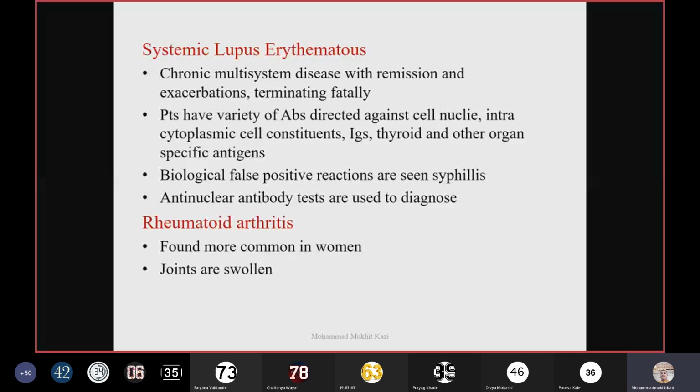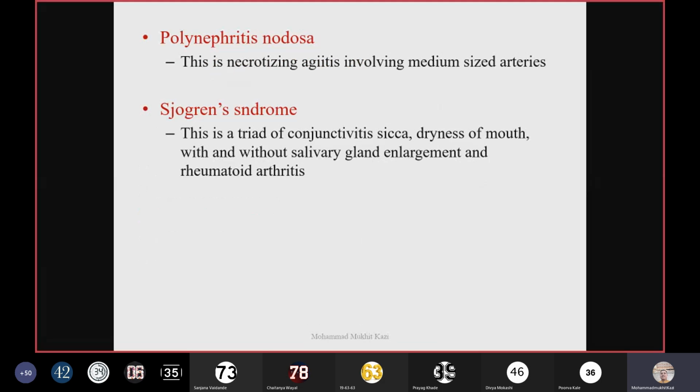Biological false positive reactions are seen in syphilis. If you remember, when we studied the antigen-antibody reactions in syphilis, we saw the biological false positive reactions. Anti-nuclear antibody tests are generally used to diagnose systemic lupus erythematosus. The second one, again more commonly seen in females, is rheumatoid arthritis. And what happens in these patients? The patient's joints are always swollen.